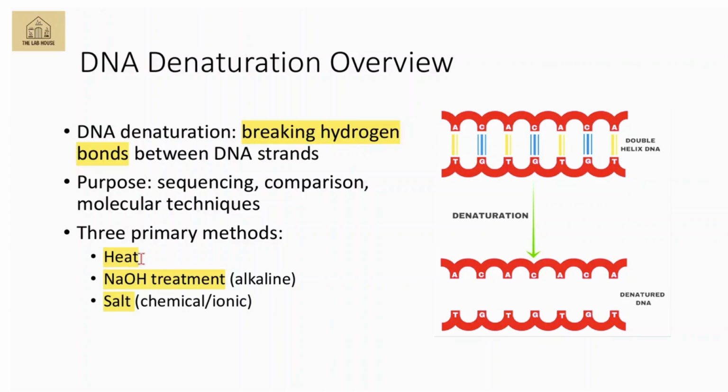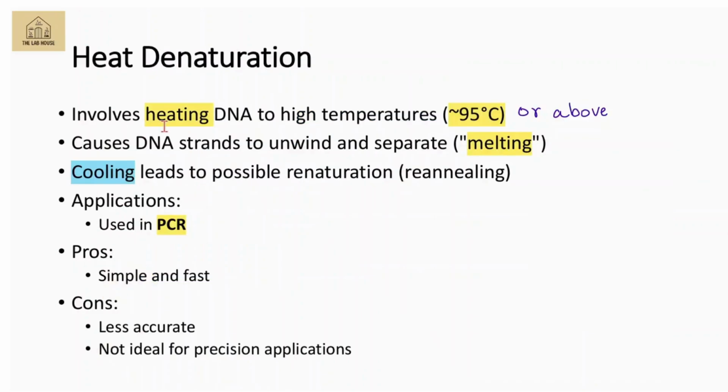It is done by three chemical methods: heating, as you have seen in the previous picture, sodium hydroxide treatment, and the salt induction method. Heat denaturation: heating DNA above 95 degrees Celsius causes the DNA strands to unwind and separate, known as melting, and cooling leads to possible renaturation, reannealing, or hybridization. It is commonly used in PCR. It is a simple method but less accurate and less precise.